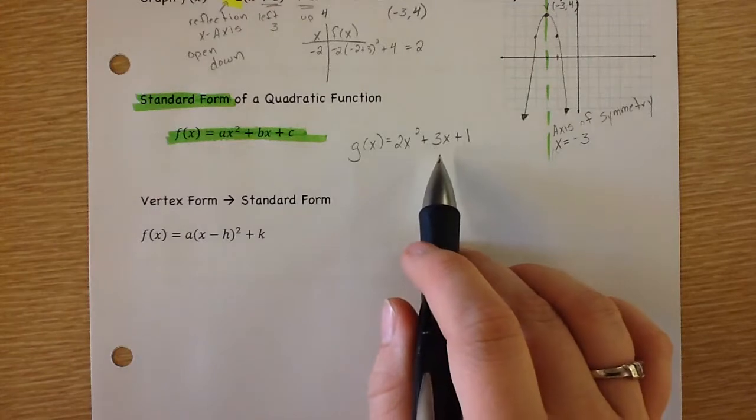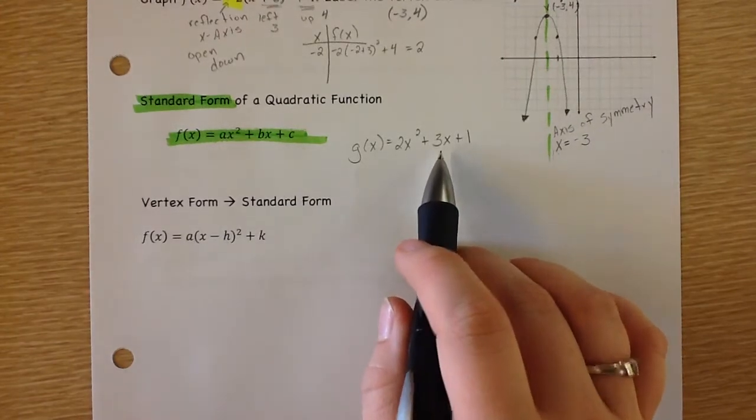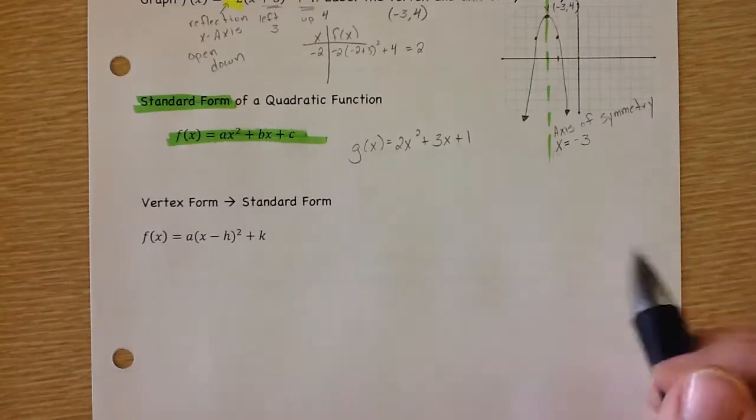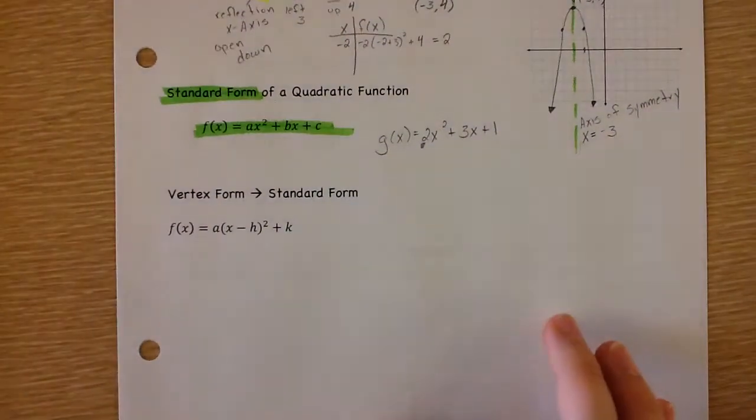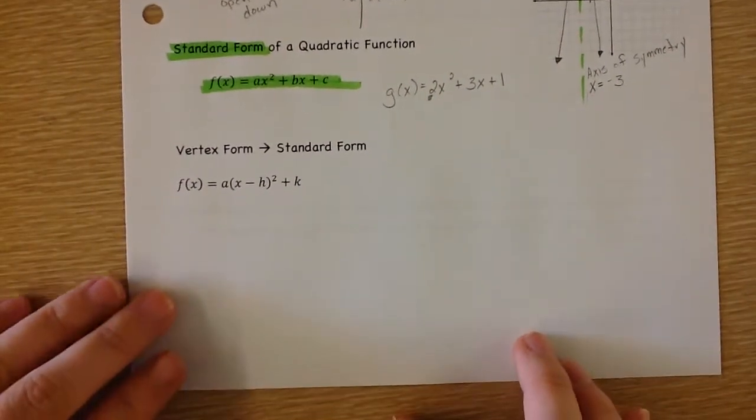I can't tell what the vertex is. I can't tell how it's shifting, left, right, up, down. I can't tell anything from this. The only thing I can tell is this first term does determine whether it opens up or down. That's all it does. That 2 out in front determines whether this is going to open up or open down, and gives me an idea of the stretch. But I don't even know for sure exactly what kind of stretch it is. So standard form is not useful at all. It's useless. But vertex form can actually be written as standard form.